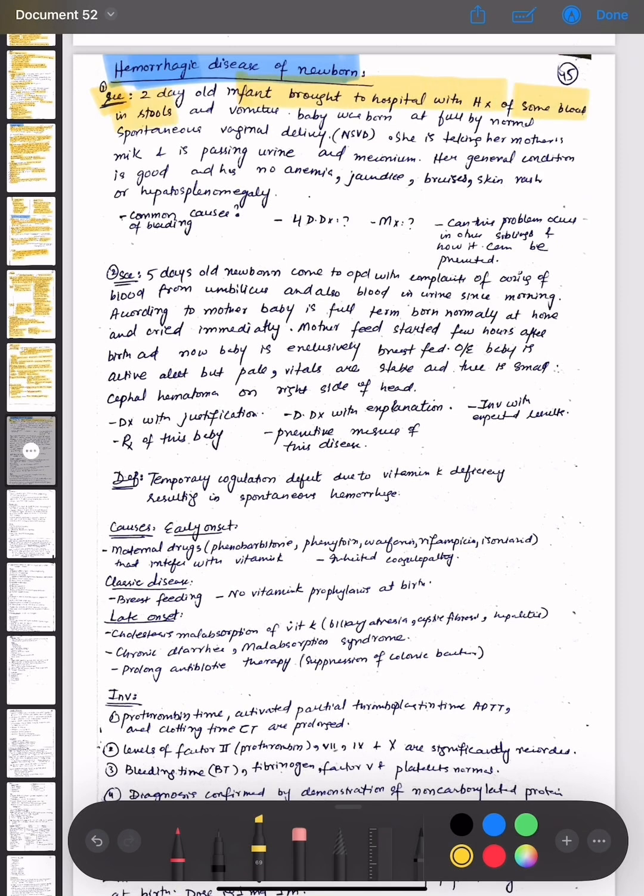Baby was born at full term by normal spontaneous vaginal delivery. She is taking her mother's milk and is passing urine and meconium. Her general condition is good and has no anemia, jaundice, bruising, skin rash, or hepatosplenomegaly.